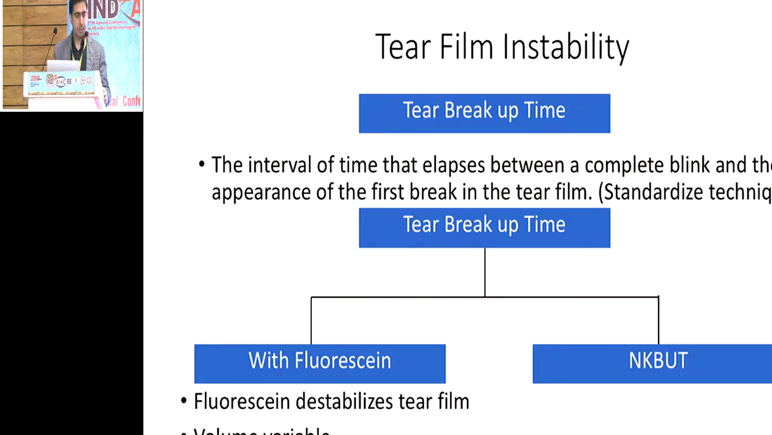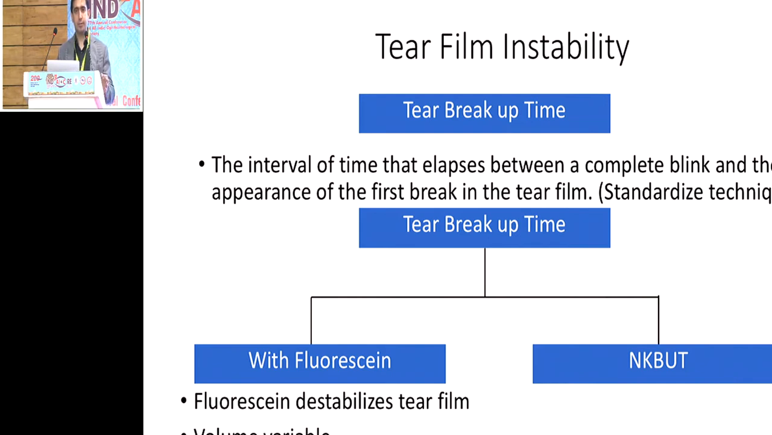Coming to tear film instability, there's a tear breakup time, which is the interval of time that elapses between a complete blink and the appearance of the first break in the tear film. Now, this is divided into with fluorescein and the non-contact TBUT. The one with fluorescein, again, standard has stood the test of time. However, studies show that fluorescein does destabilize the tear film.